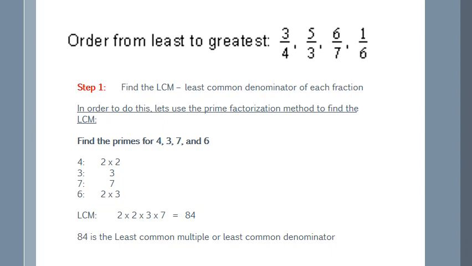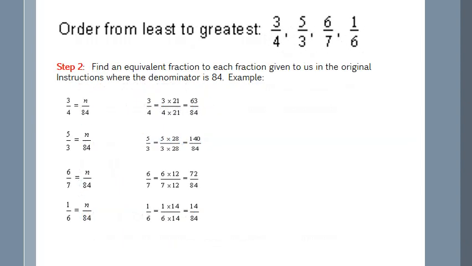In order to find the least common multiple, we do have to multiply these numbers. So 2 times 2 times 3 times 7 is 84. This is the number that we're going to use as our common denominator. We're going to go to step 2 now. Find an equivalent fraction for each fraction that's given to us originally, which is up top, I did include those original fractions up top, where the denominator is 84.